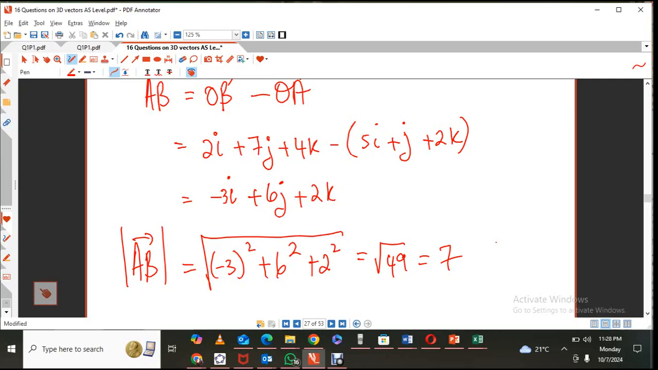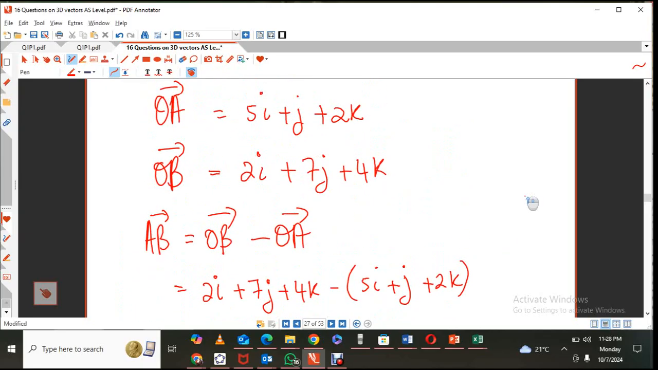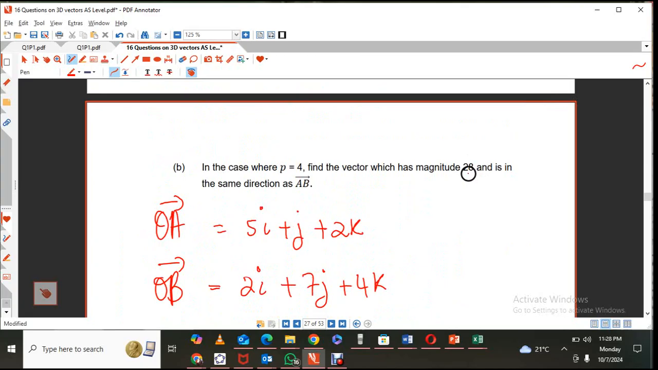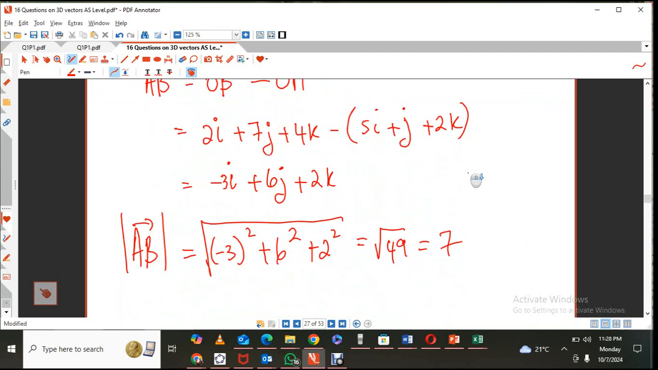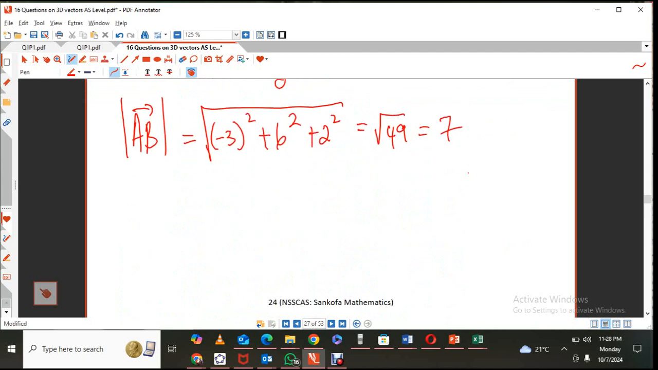Right, now, in order for you to do that, I'm going to go back to the question. It says, find a vector which has a magnitude of 28. So that vector has a magnitude of 28, and it's in the same direction as AB. So, let's see how long that will be. 28 divided by this one, so this one is 7 times, no? 28 divided by 7. My goodness. Other way around. 28 divided by 7. So that one is 4 times as long.